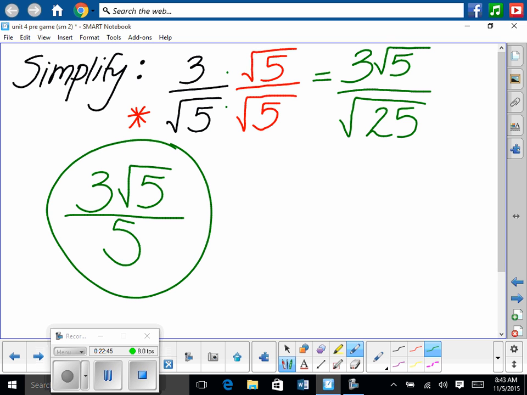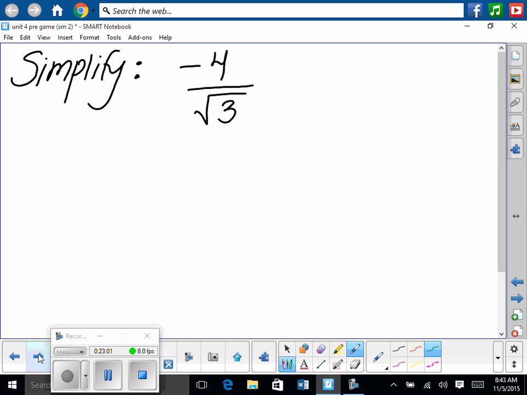Now, once again, this is actually the exact same thing as that. This is what you would see on an ACT. This is what you're going to see the rest of the year. This would be the correct answer. This would not be considered simplified enough. Okay. Just a couple last ones, and then I'm going to let you just work.